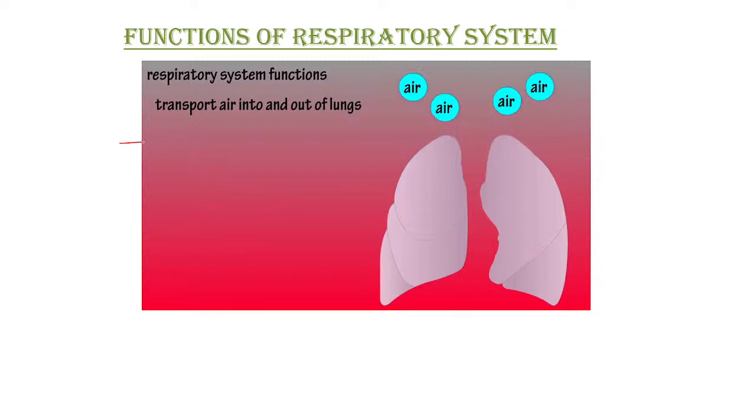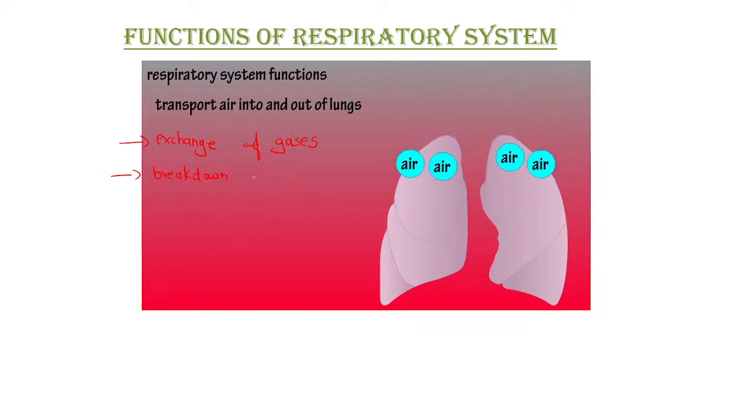What is the importance of this respiratory system? As I already told you, this respiratory system helps in the exchange of gases. Exchange of gases, that is taking in oxygen and giving out carbon dioxide, without which the respiration process will not take place. What is respiration? That is the breakdown of food. The breakdown of food will not take place without this exchange of gases. So the respiratory system is very, very important. It has two main functions: exchange of gases and breakdown of food. This is related to the human respiratory system.